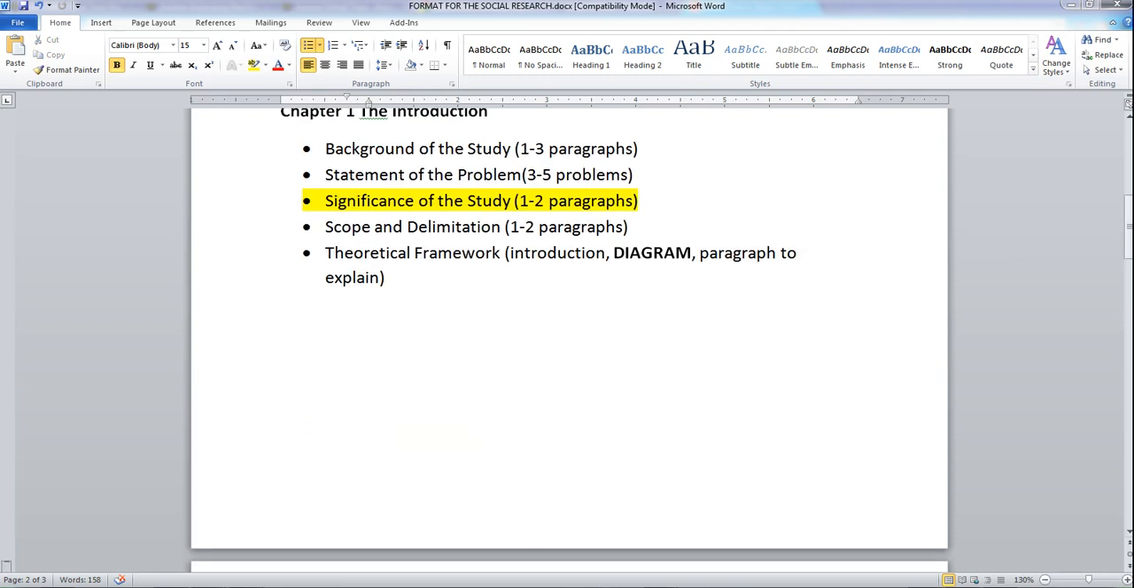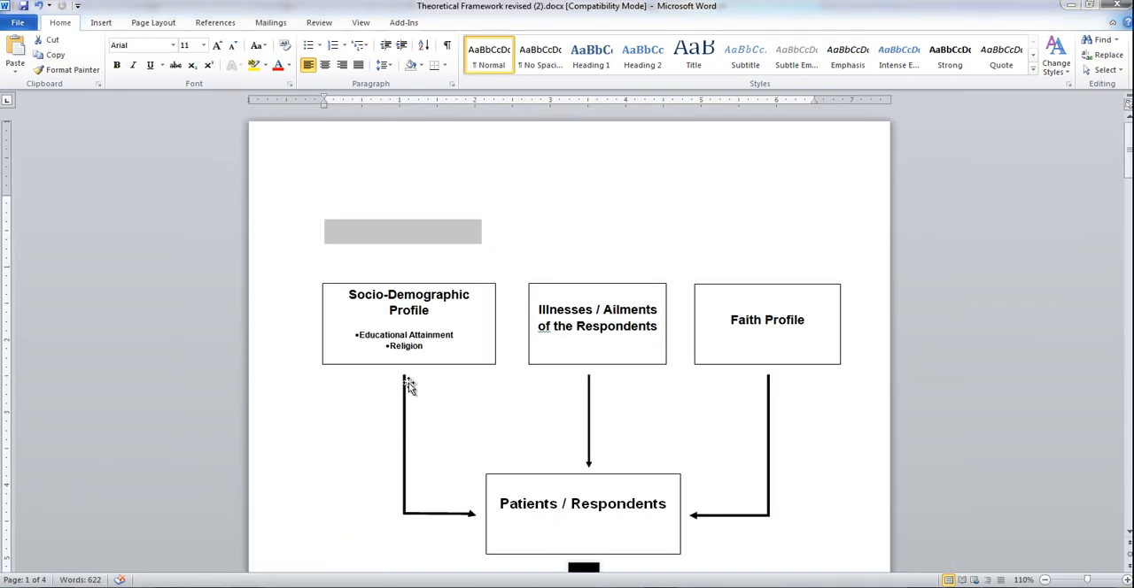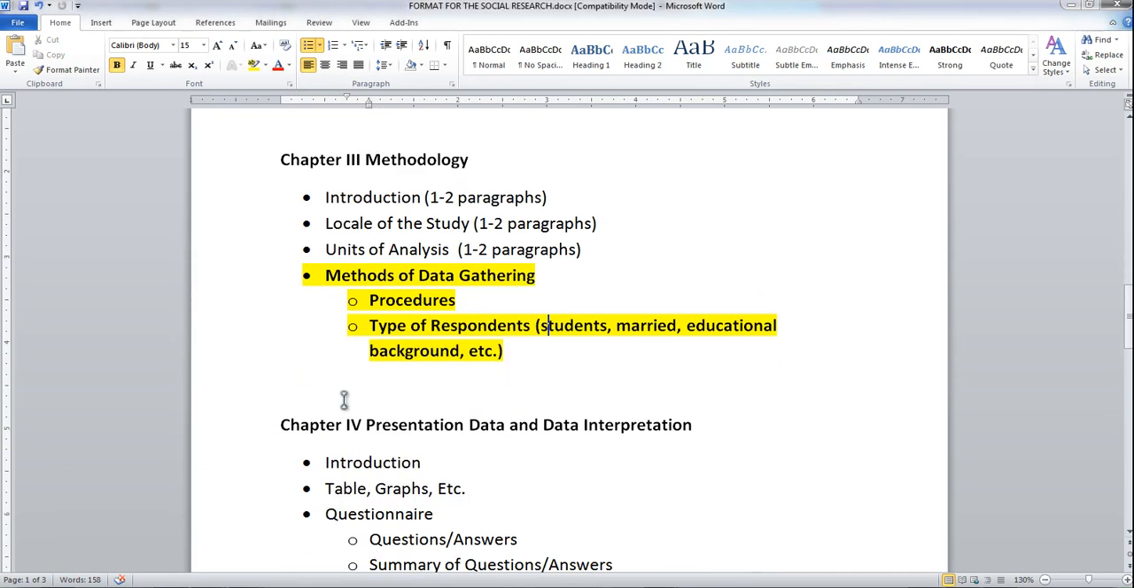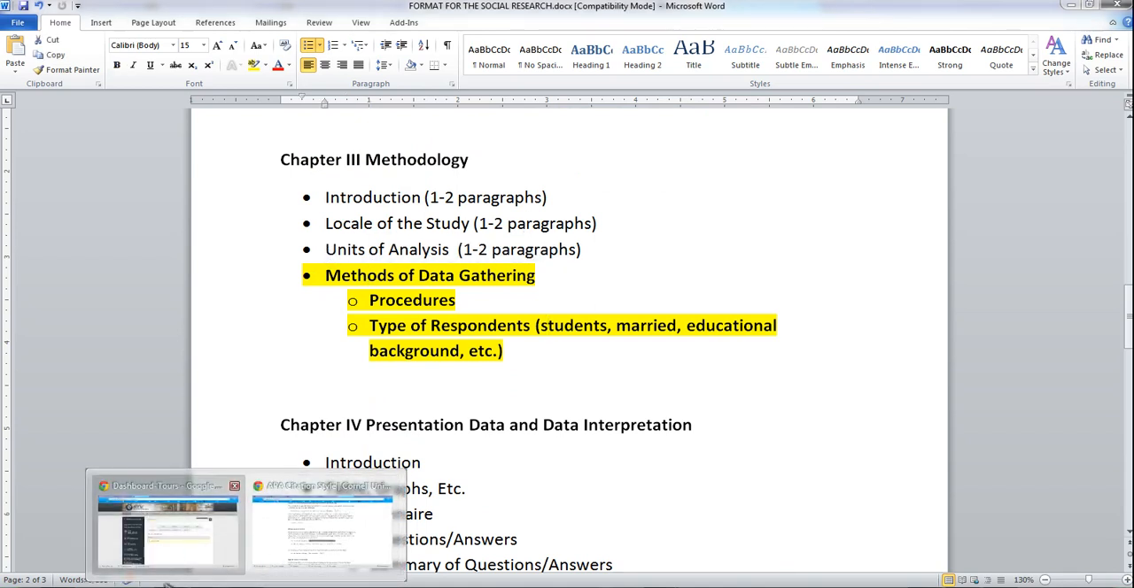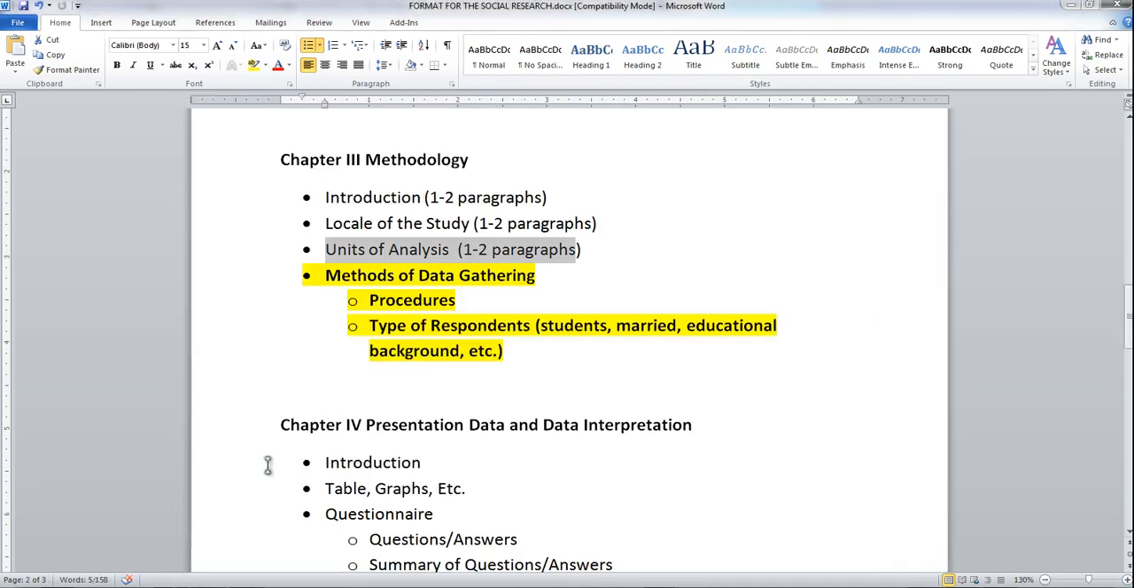Let's say, in this case, they want to analyze the socio-demographic profile. So you just have to write that under units of analysis. Let's go a little slow here. You also want, for example, to determine the illnesses or the ailments of the respondents. As the word implies, units of analysis are the aspects that you want to measure or that you want to give focus on in your study.